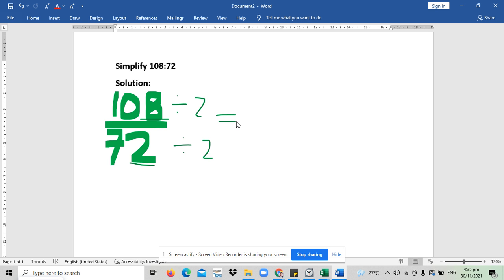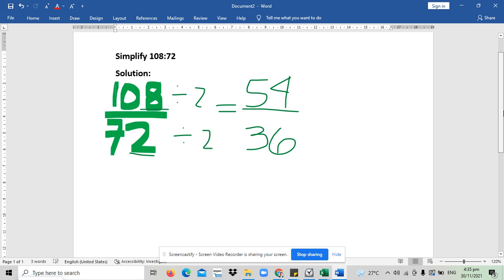So what's the answer? 108 divided by 2, that's 54. And then 72 divided by 2, that's 36. Okay, now we have 54 over 36. If you think these numbers are big, then you can continue dividing by a certain number.